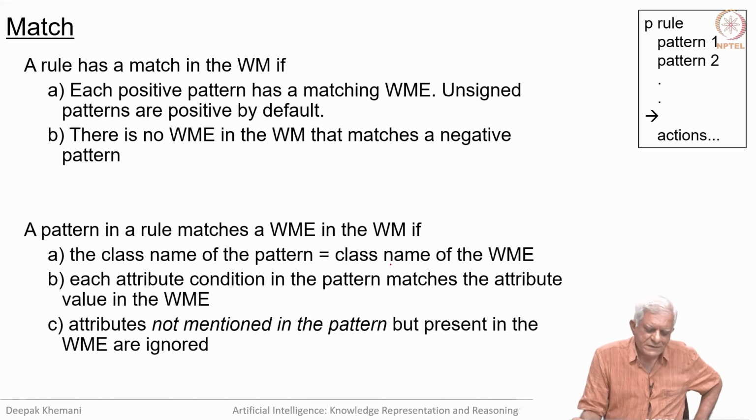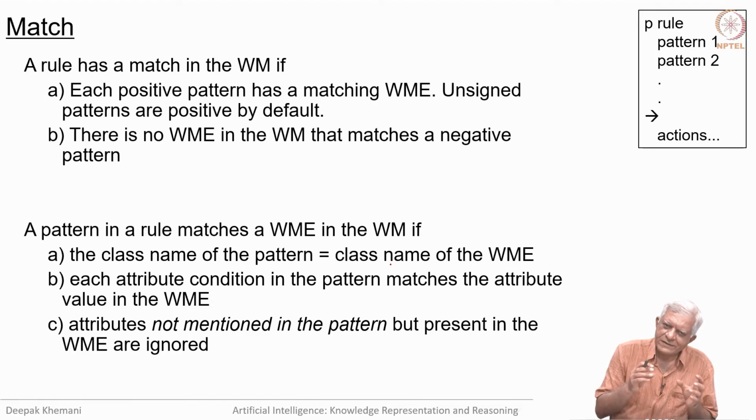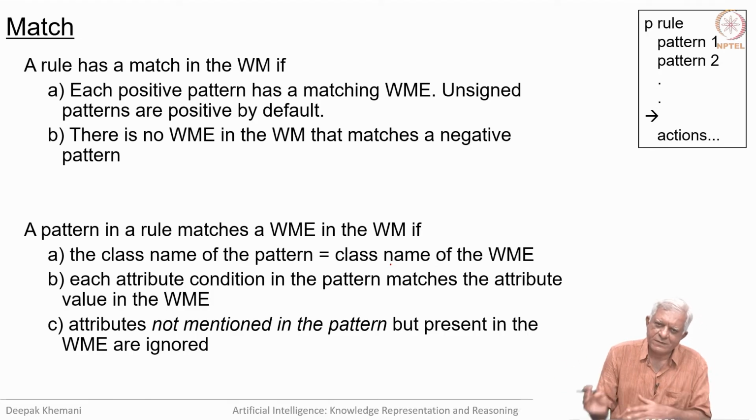A pattern in a rule matches a working memory element in the working memory if the class name of the pattern is the class name of the working memory element. So, these are constants in your expressions. So, they must match. If you remember the unification algorithm, it is kind of based on that, except that you are not making them identical. You are saying that this pattern must match certain criteria within the working memory element.